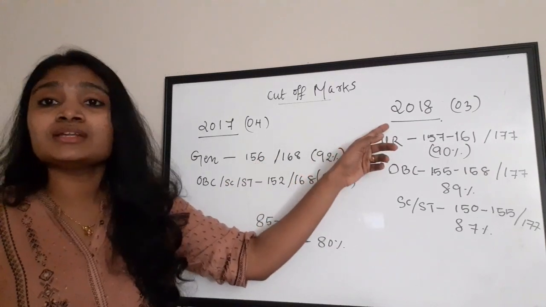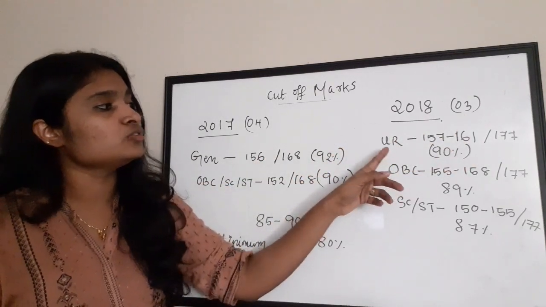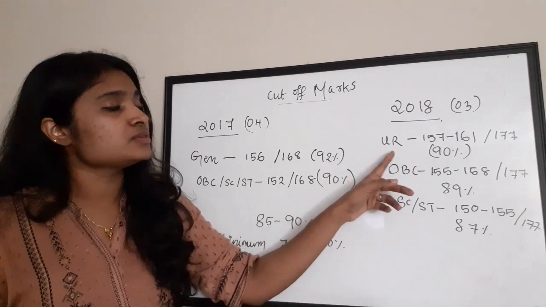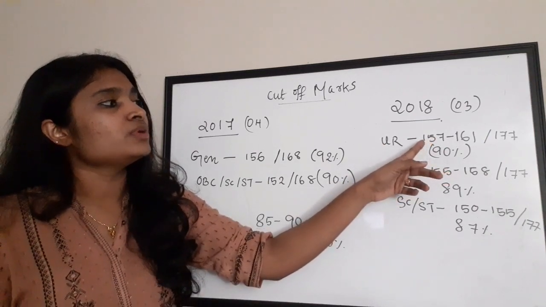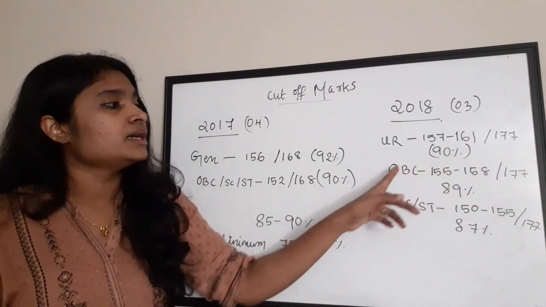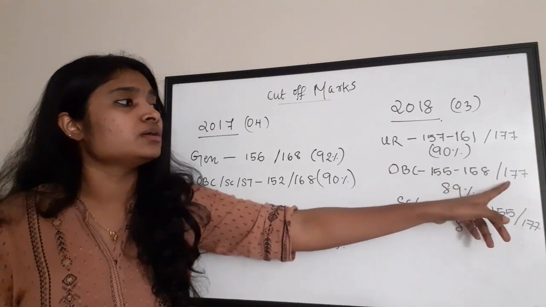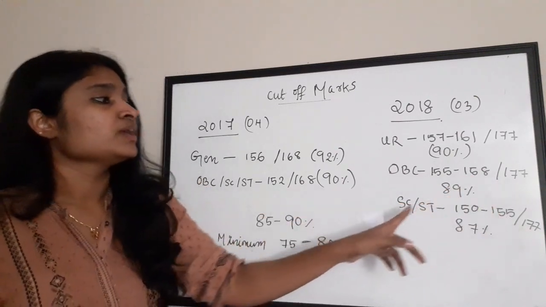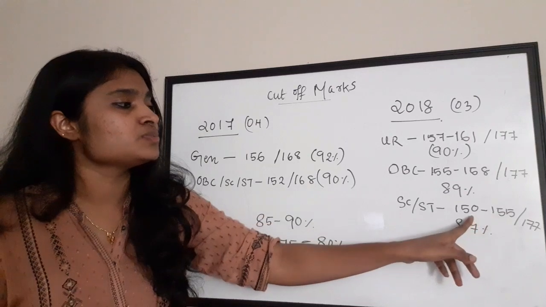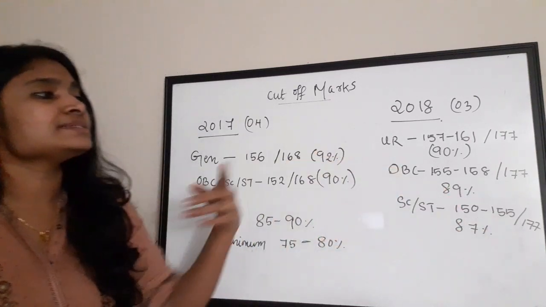And for the year 2018, there were 3 vacancies, and the cutoff mark for the unreserved or general category was from 157 to 161 out of 177. For OBC, it was from 155 to 158 out of 177. And for SC/ST, the mark was between 150 to 155 out of 177.